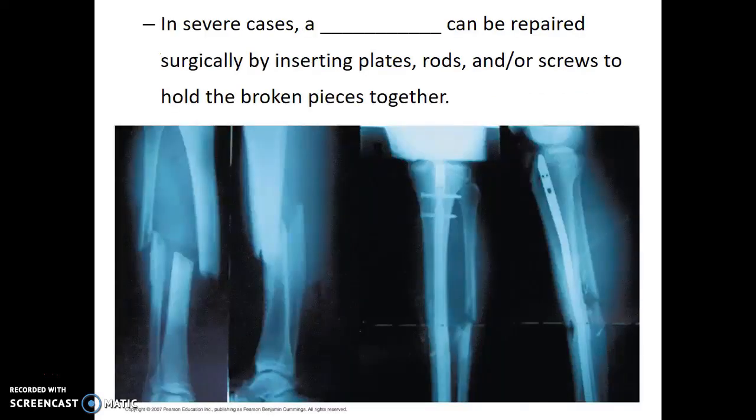Now, in very severe cases, a fracture may require surgical insertion of rods or plates and screws to hold the pieces of the bone together in order to allow for proper healing.